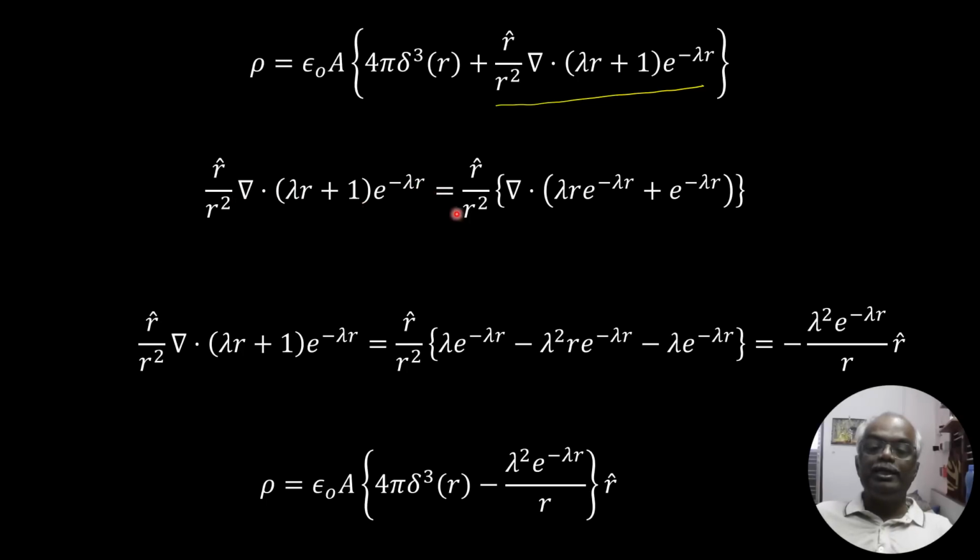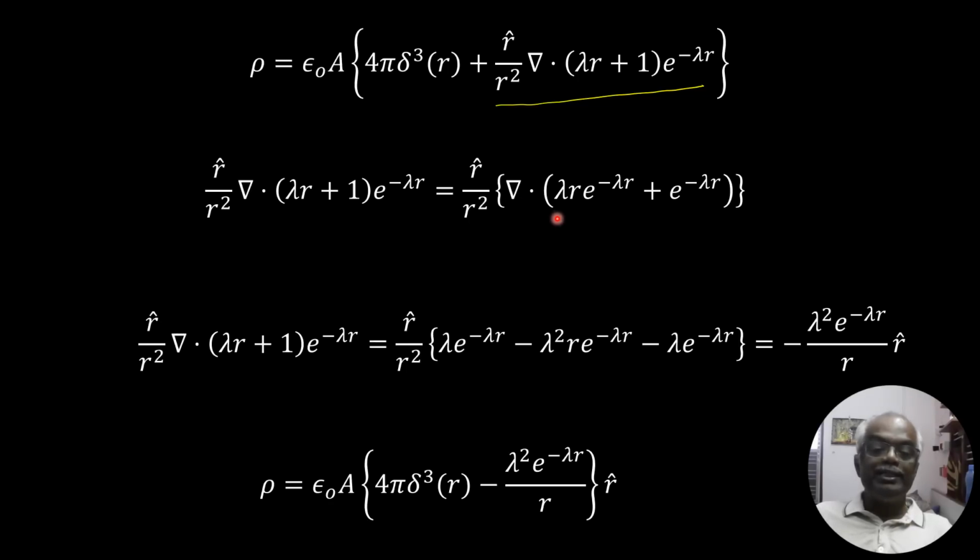So this can be written as, first you differentiate this exponential term. You can separate this into two parts, that is, you bring e^(-λr) inside. So the first term will become λr e^(-λr), and the second term will become e^(-λr). We just brought this inside the bracket. Now we have to take the divergence, the derivative of this.